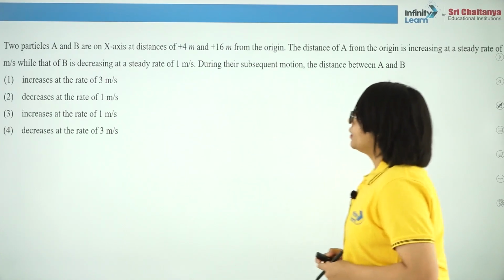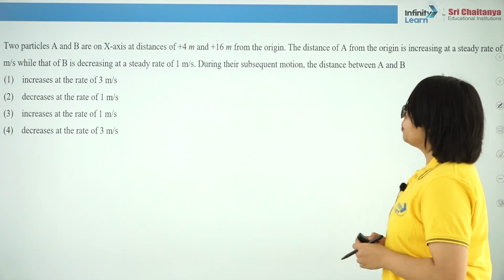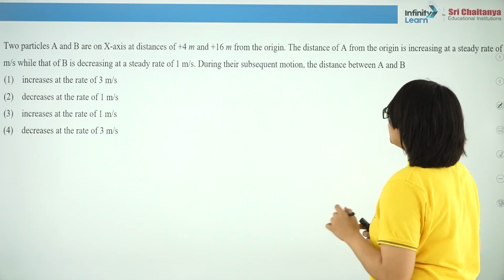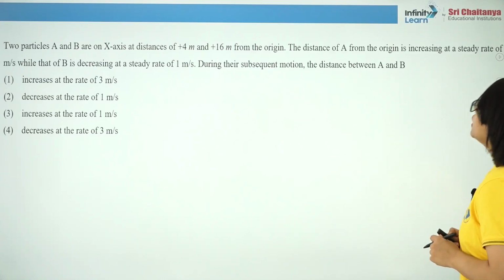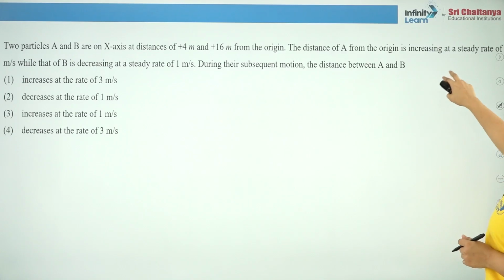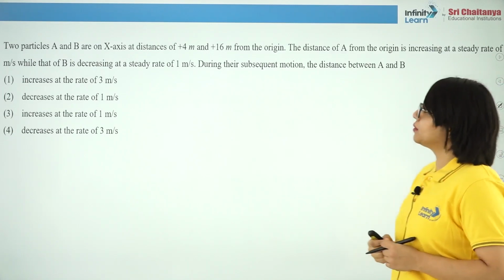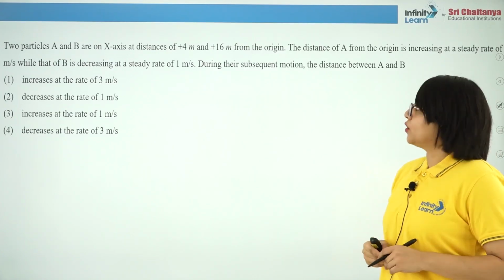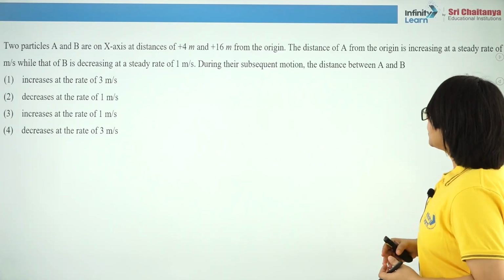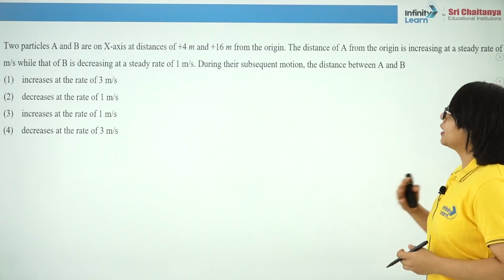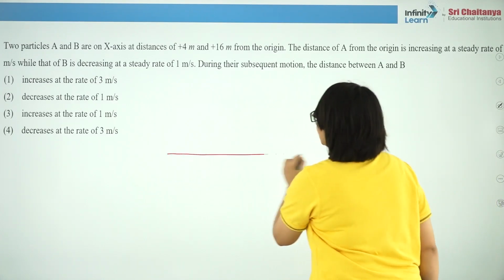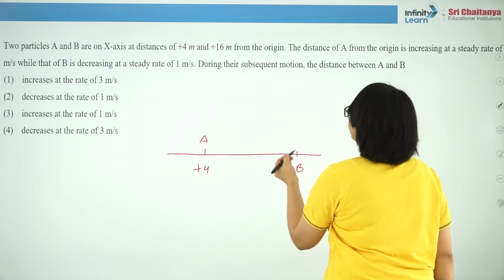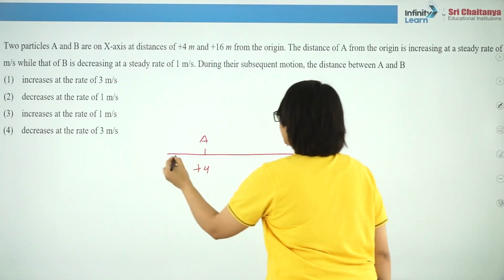Okay. Now let us move on to 113. Two particles A and B are on the x axis at distances of 4 and 16 meter from the origin. The distance of A from the origin is increasing at a steady rate of 2 meter per second, while that of B is decreasing at a steady rate of 1 meter per second. During their subsequent motion, the distance between A and B. So, we have A at plus 4 and B at 16 meter from the origin.